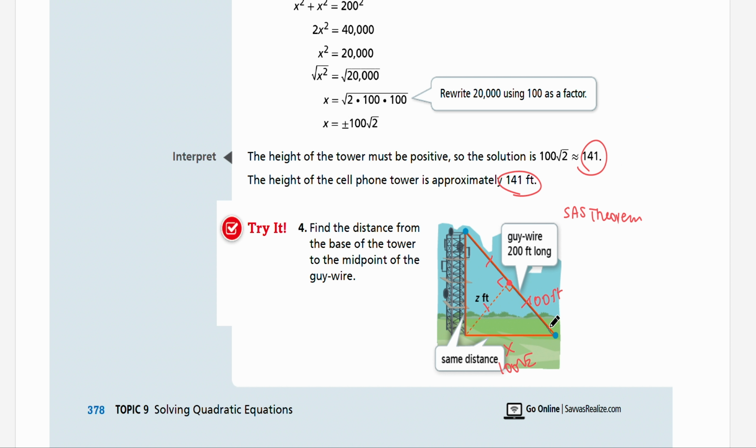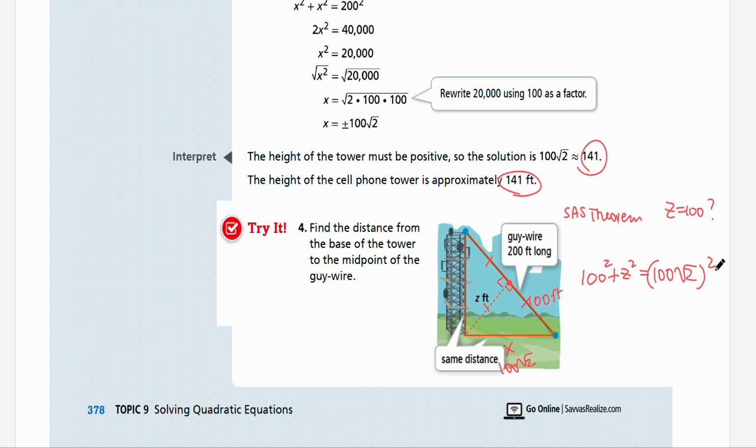But we can double check, right? If you haven't learned geometry, you have to use algebra. So 100 feet squared, this is a leg, and that's the other leg, plus z squared is equal to 100 root 2 squared. And you're just going to check if z is truly 100 feet. Let's double check. So isolate your z.